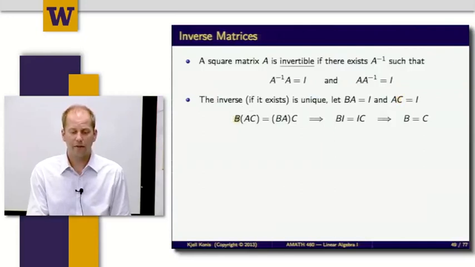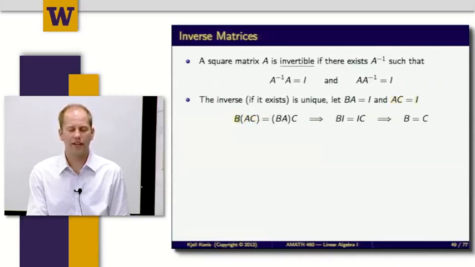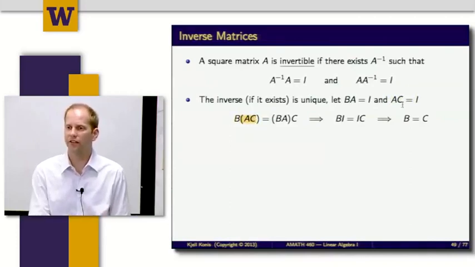So if I have B times AC, but what is AC? That's just the identity matrix. So this is B times the identity matrix, which is just equal to B. But since I know the product AC is also equal to the identity matrix, then I can substitute the value AC in here for I.